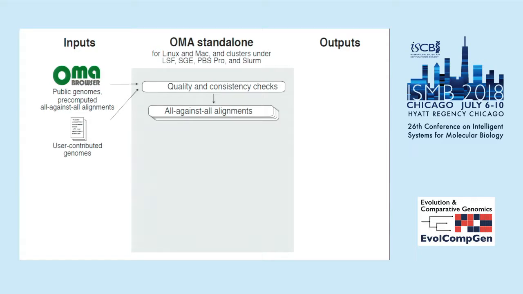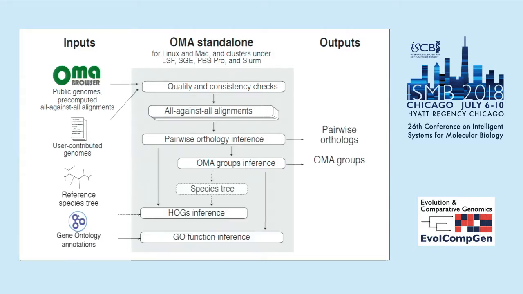Because of all of the computational costs of doing pairwise alignments, it can run on clusters. We take a combination of public genomes, including the pre-computed all-against-all, and some user-contributed genomes, and then we do all-against-all. We infer pairwise orthology. We infer OMA groups, which are cliques, actually. These are the cliques that Manuel was mentioning. These are just a subset of the orthology relationships, but we think they are useful, for instance, to build species trees, so you could get this as an output.